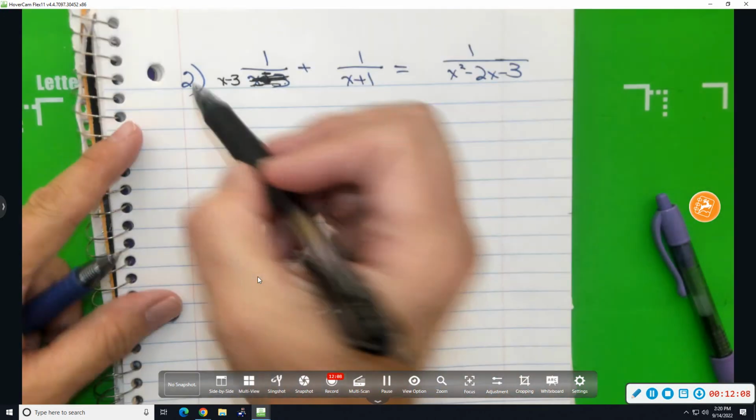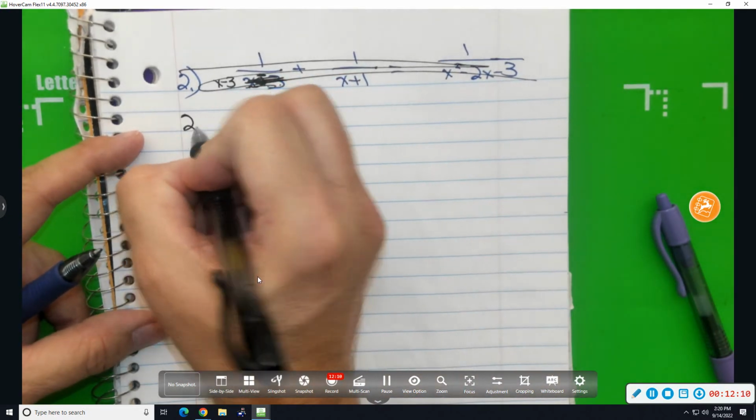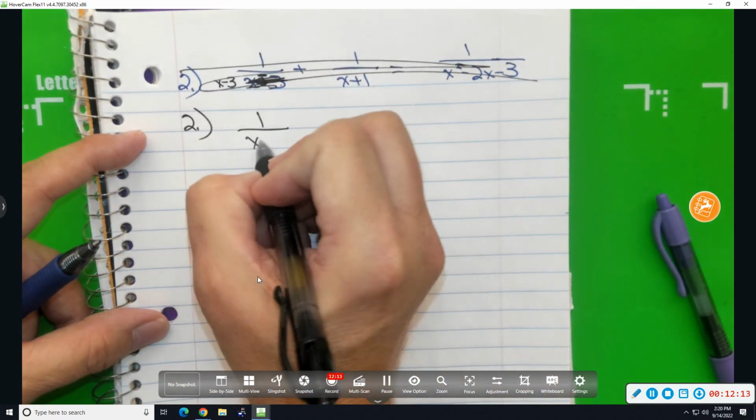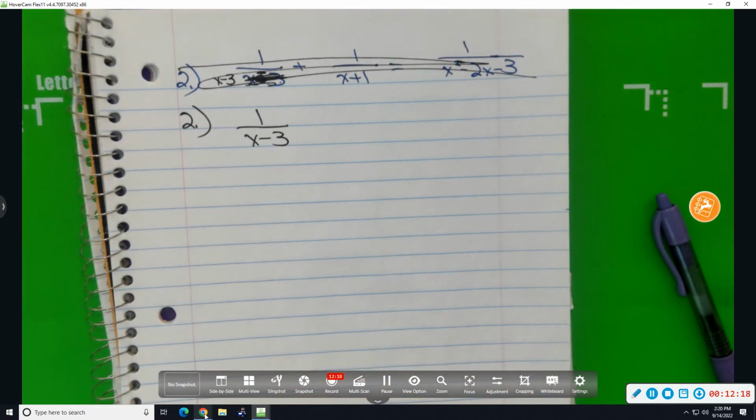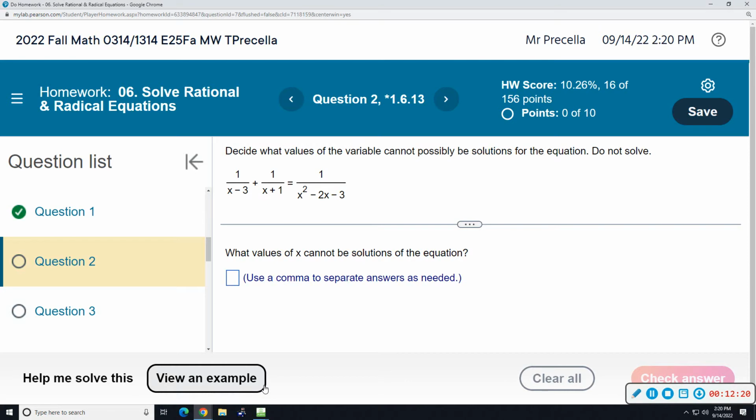Well, that looks terrible. I'm going to rewrite the whole problem. 1 over x minus 3. Wait, I better make sure I'm writing the problem down correctly. Oh, this is being recorded. I look like an idiot. Oh, that's okay. It's just weird that I made the same type of mistake on the same problem yesterday. Okay, is that right? X minus 3, x plus 1. Yes.